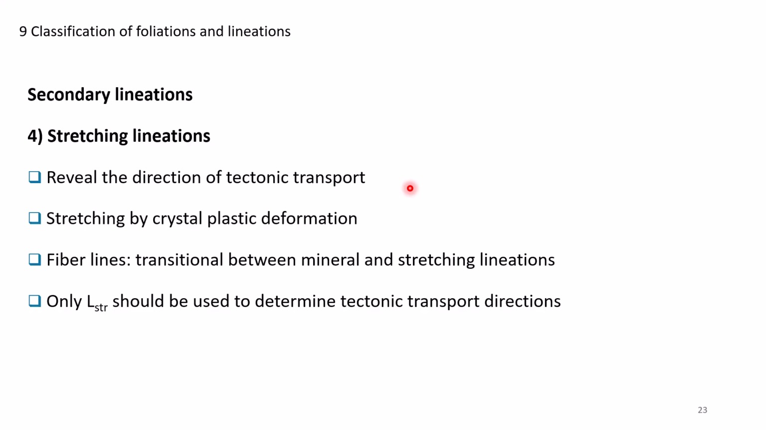It is important that for kinematic interpretations and for the determination of the tectonic transport direction, only stretching lineations and fiber lines should be used. Of course, you also can use striations on brittle faults, which also are secondary lineations, but we are not discussing them here. We have discussed them in a different section of the course, and you can look up information on striations and slickensides in a different video.